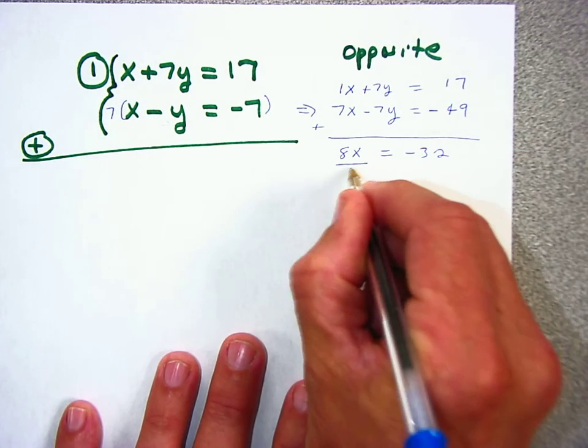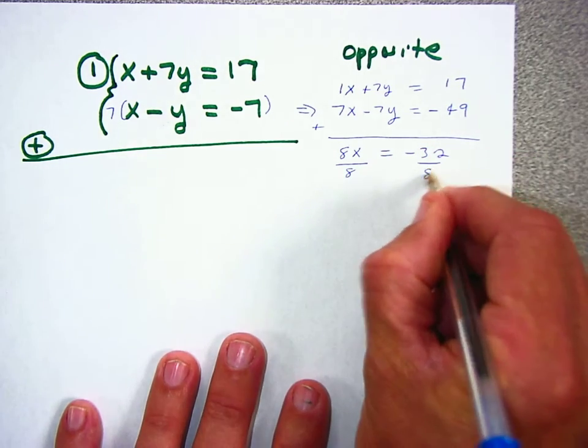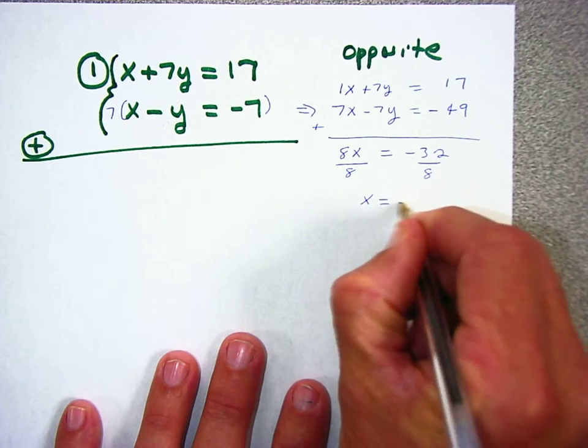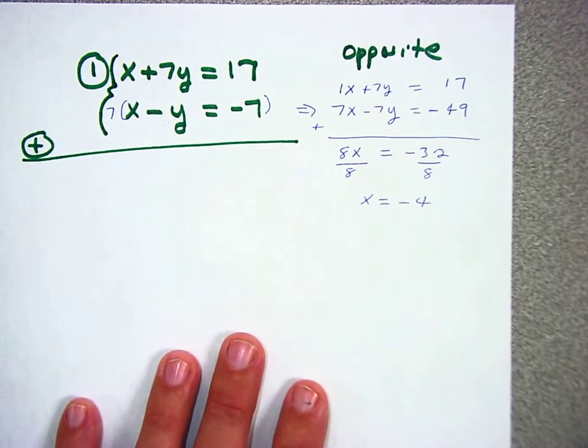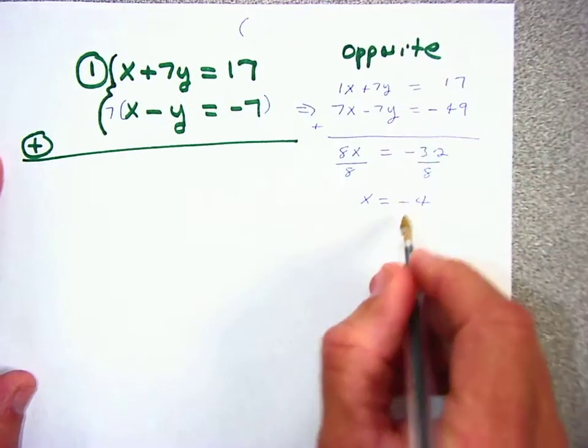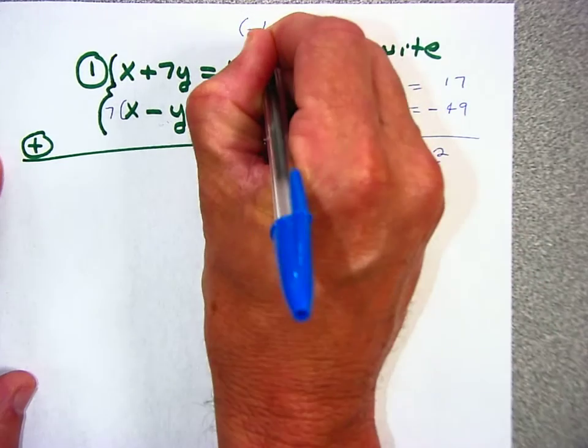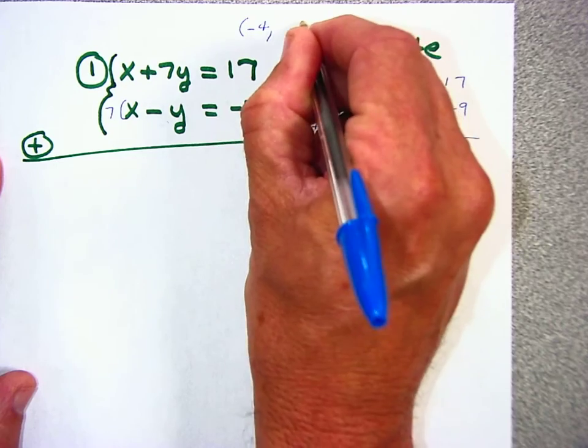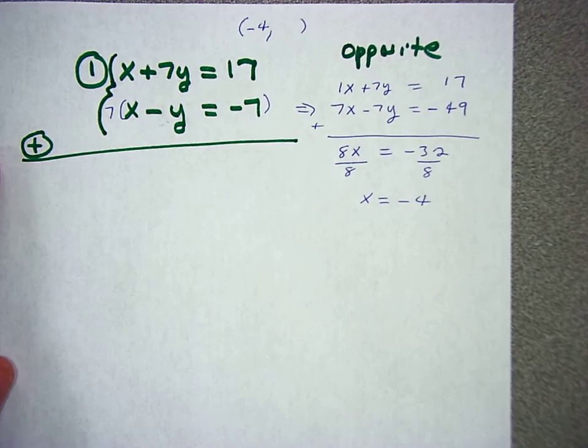And then this is why equations are so important. Look, we're just doing a one-step equation, and then x equals negative 4. Okay, so you just found, I'm going to write the ordered pair up here. You found just the x part of the ordered pair. So negative 4 comma, now we've got to find the y value. Okay, you with me so far?